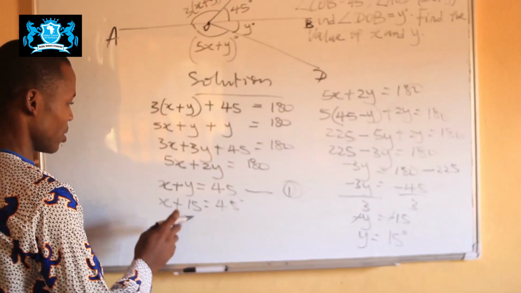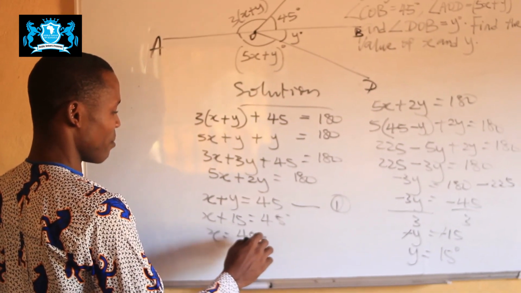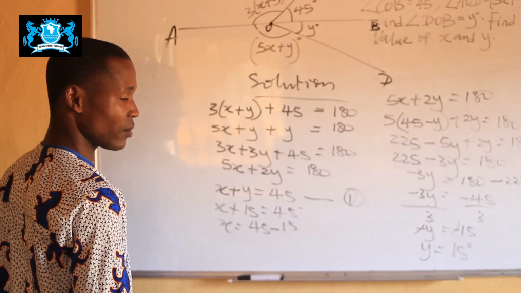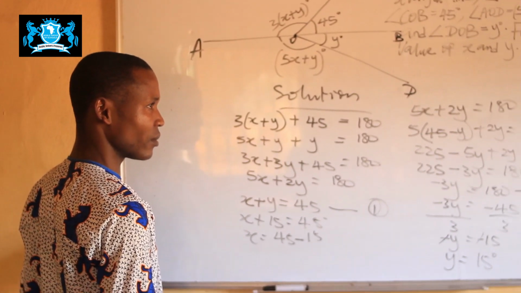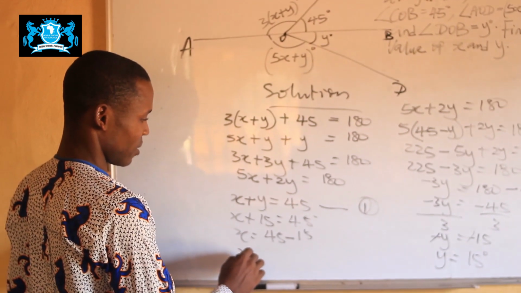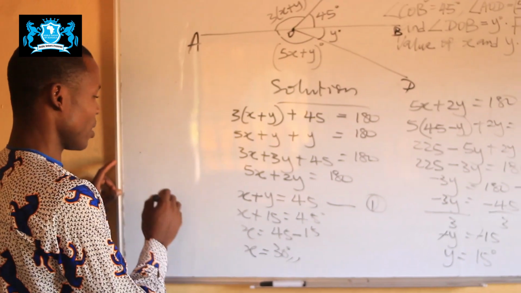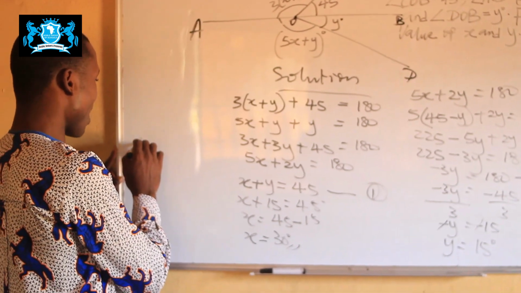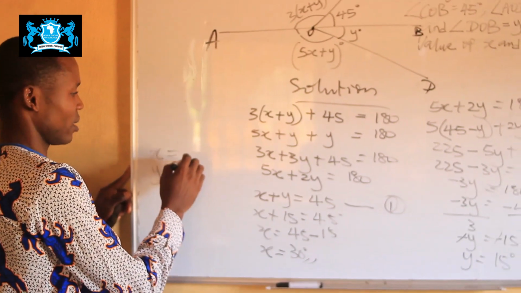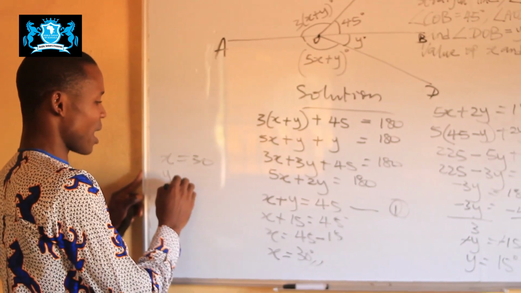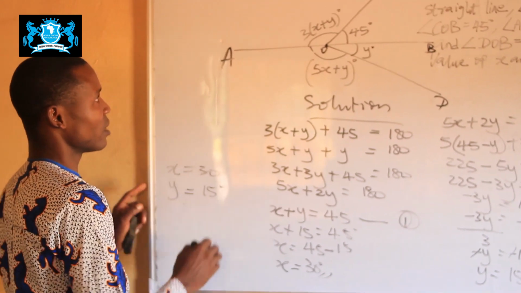What do we now do? Collect like terms. X will be equals to 45 minus 15. 45 minus 15 will give us what? X will now be 30 degrees. So after solving, we got our x to be 30 degrees, and we got our y to be 15 degrees. But we will not stop.